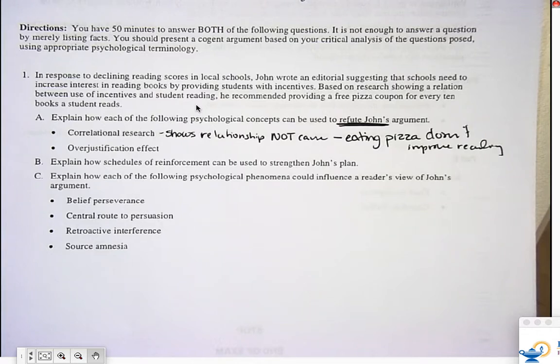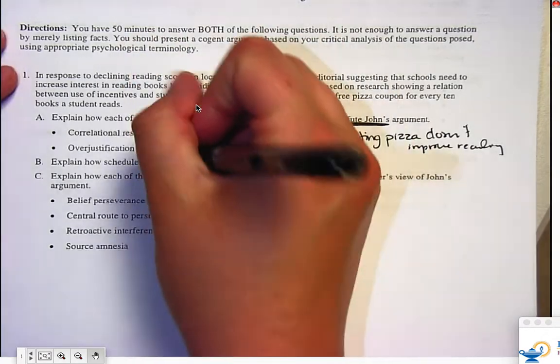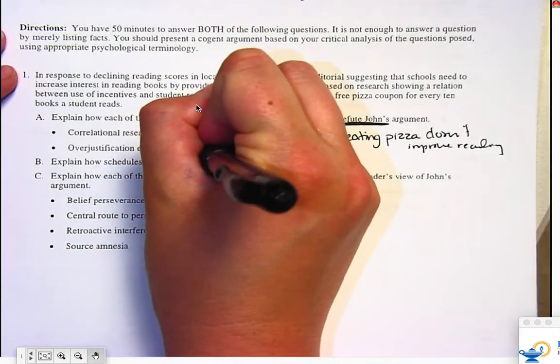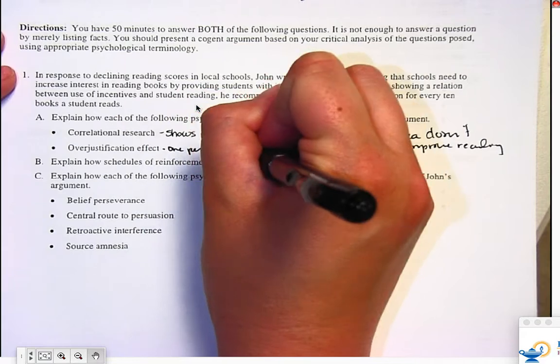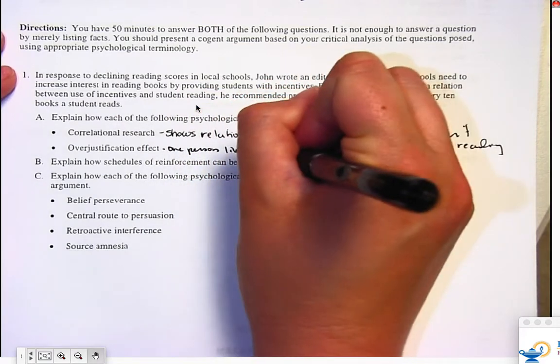Sleuth it out. What do you think over-justification effect is, Bella? If it happens to one person, it assumes everyone. There you go. One person likes it equals everyone likes it.